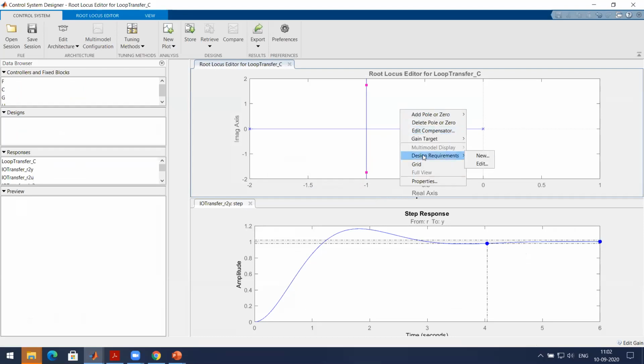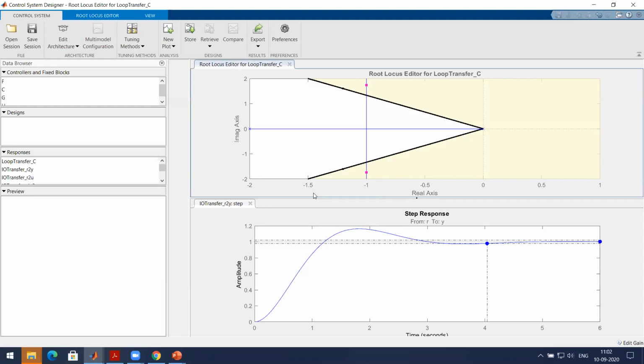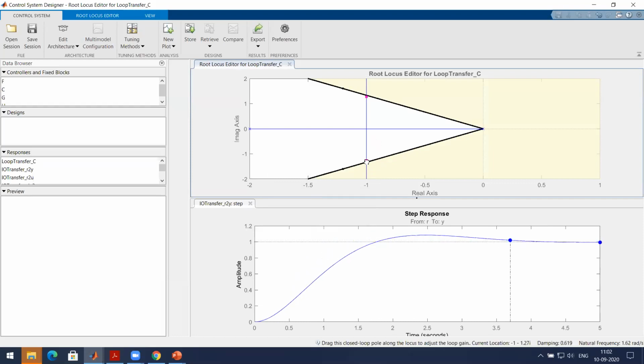If you say you want a design requirement of damping ratio, say 0.6, then if you move these poles over here, the damping ratio at this border, this black line, will be 0.6. Have you seen these damping ratio lines like this previously?